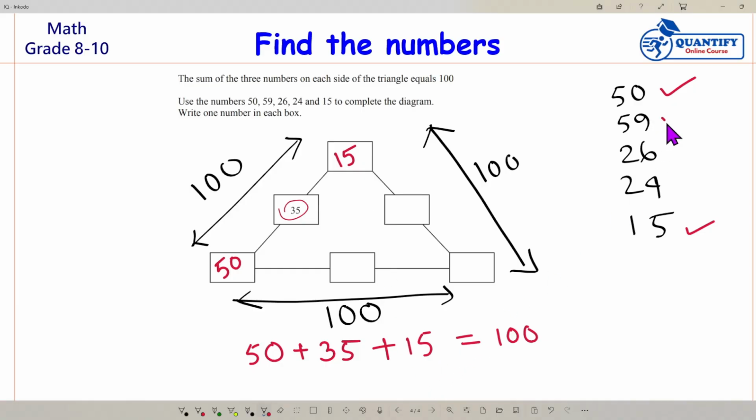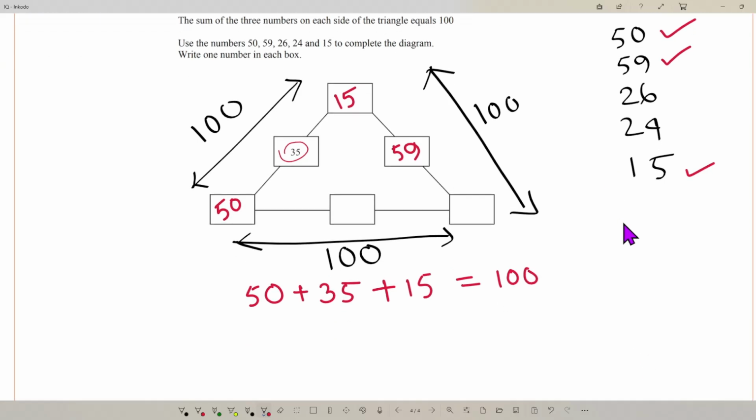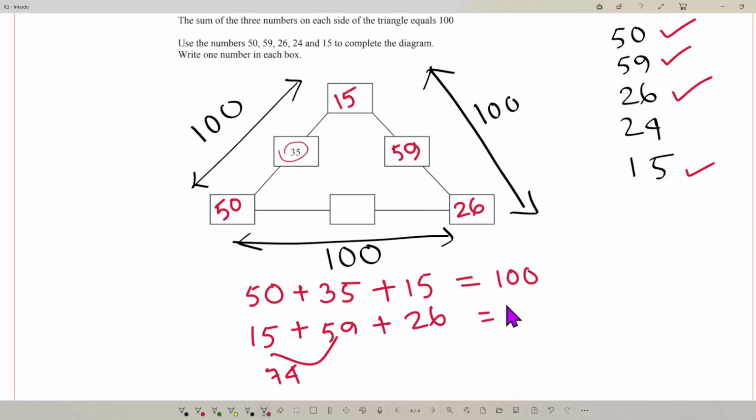If we take 59 here, so what happened here? 15 plus 59, what will it be? 74. So we need 26. Here is 26. This is 26. And automatically this is 100.